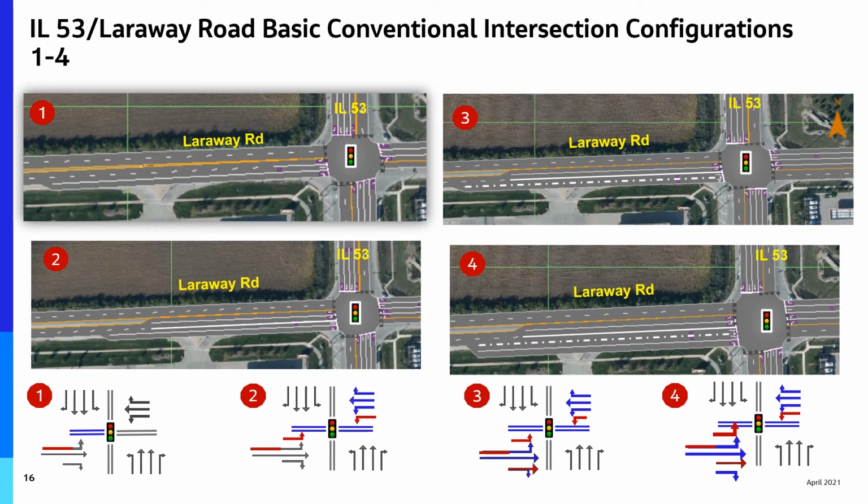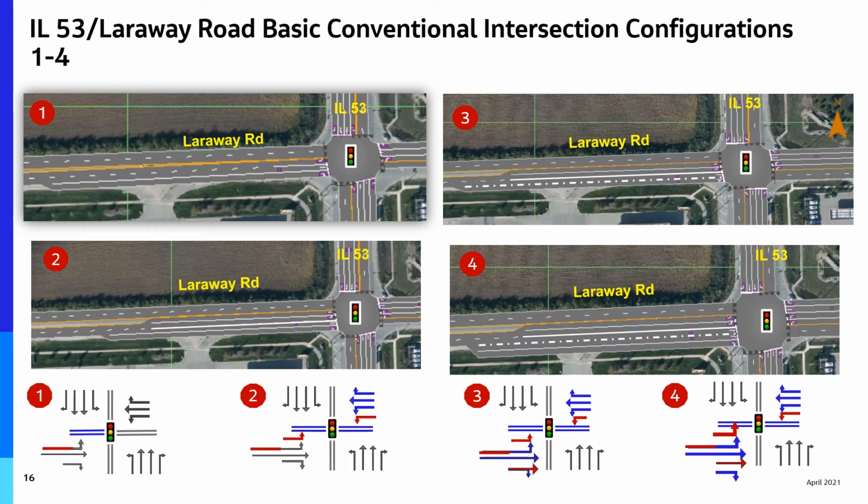Configurations 2 to 4 add eastbound and westbound dual left turn lanes along Laraway Road. In addition, configurations 1 to 4 assume Laraway Road would be 2 lanes in each direction west of Route 53. They differ based on the number of lanes approaching the Route 53 intersection in the eastbound direction. Configuration 4 has the greatest number of eastbound approach lanes and includes 2 left turn lanes, 2 through lanes, and 1 dedicated right turn lane.